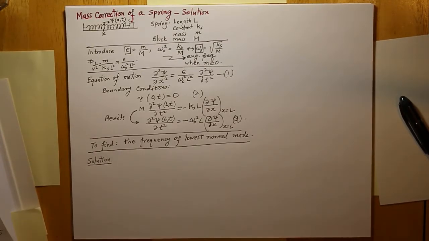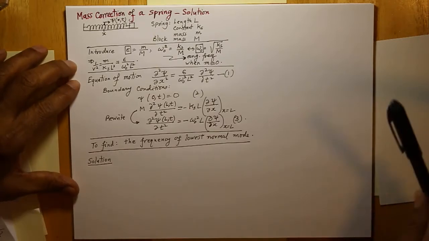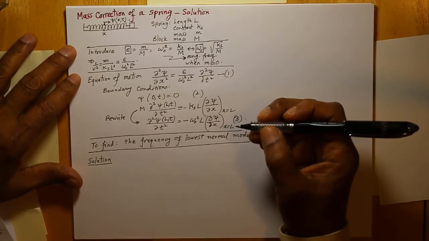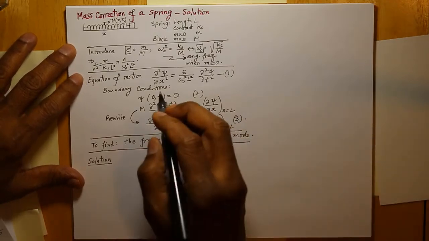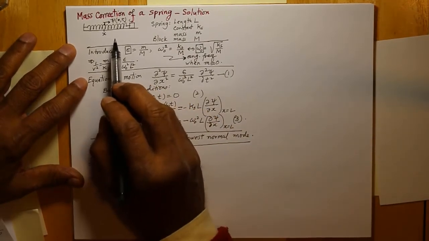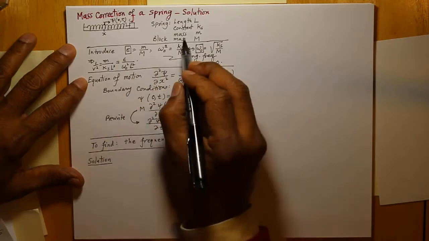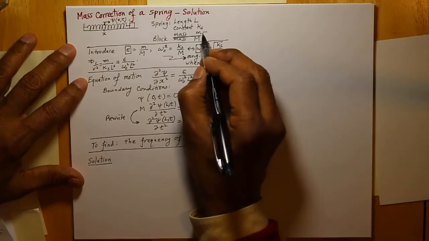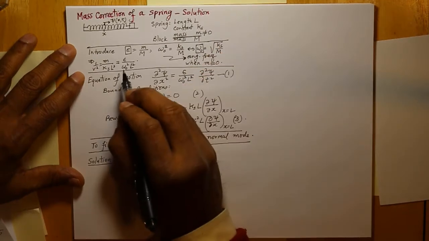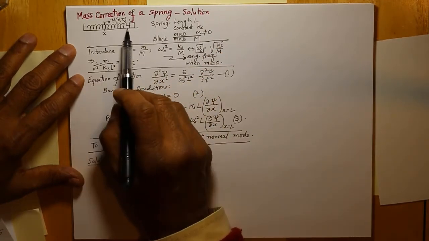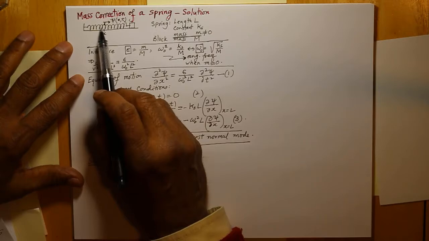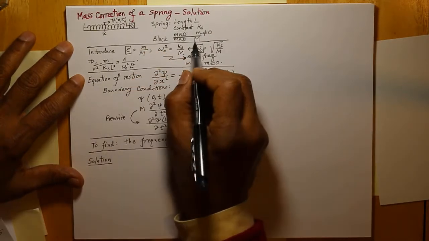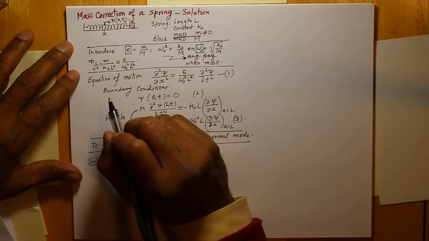Hello. This video will be the solution of the mass correction of a spring. Meaning, we have a spring whose mass is not zero. Then the question is, how does the frequency of this block depend on the mass of the spring?